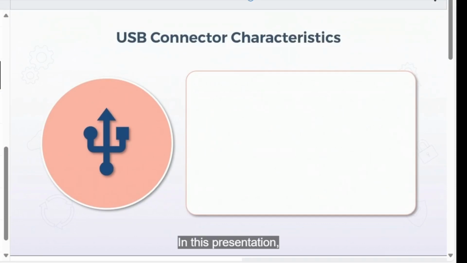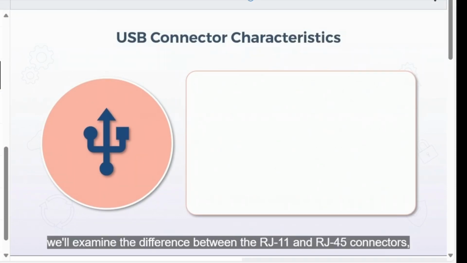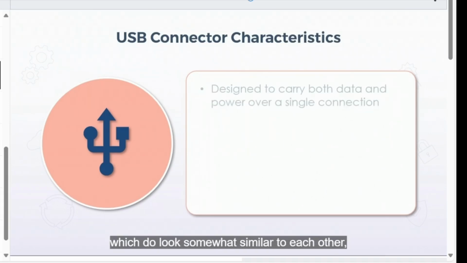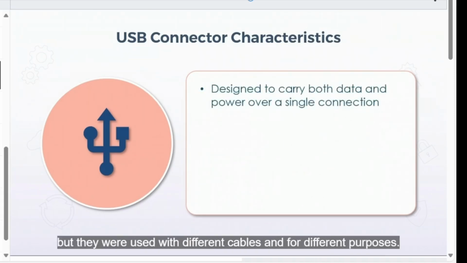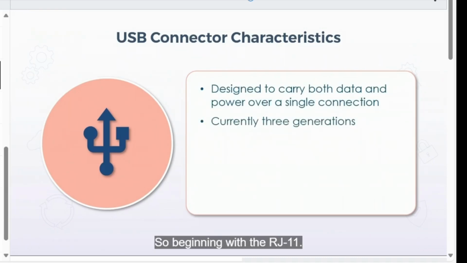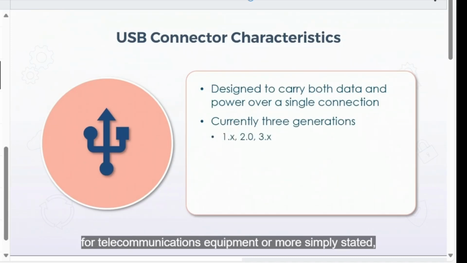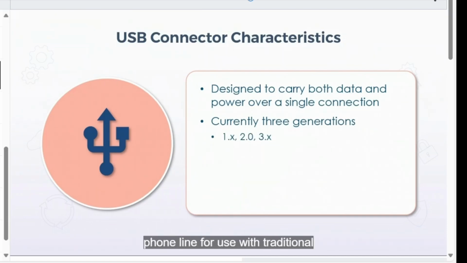In this video, we'll examine some of the characteristics for the various types of connectors in use with USB cabling. Now, for starters, USB itself is designed to carry both data and power over a single connection, and there are currently 3 generations, which effectively are 1, 2, and 3, but both 1 and 3 have subcategories, if you will, which is indicated by the .X.